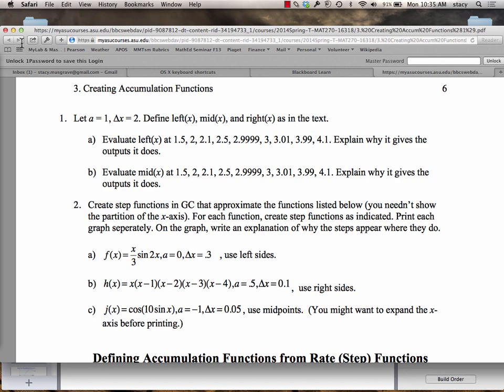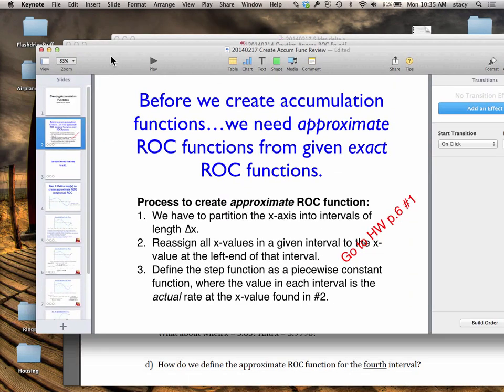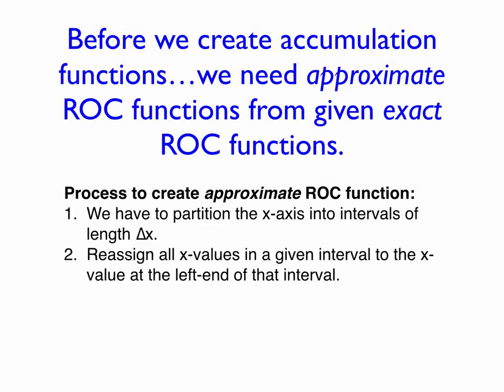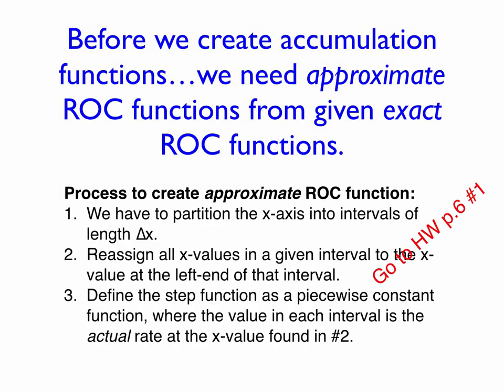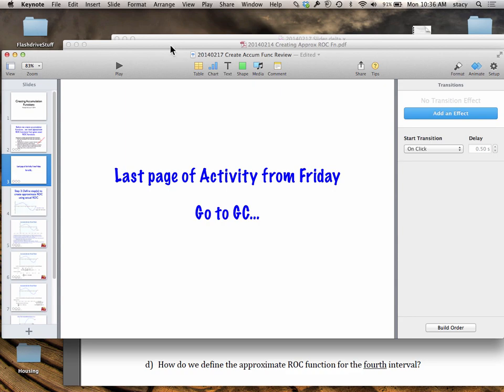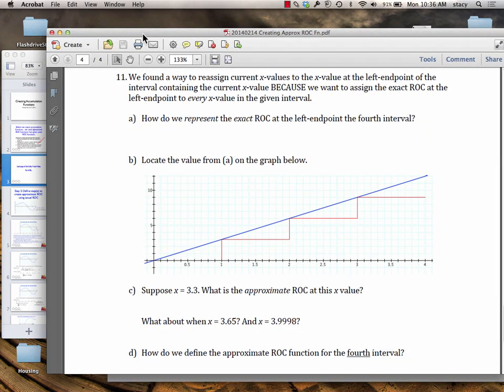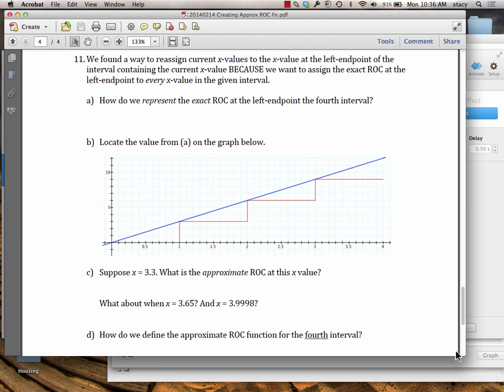All right. So then after that, the whole point of doing that was so that we could define a step function, a piecewise constant rate of change function, where the value in each interval is the actual rate at the value that we found in the previous step. That was the last page of last Friday's assignment. So let's take a quick look at that. I posted solutions to the first 3 pages. I hope you took time to look at those.